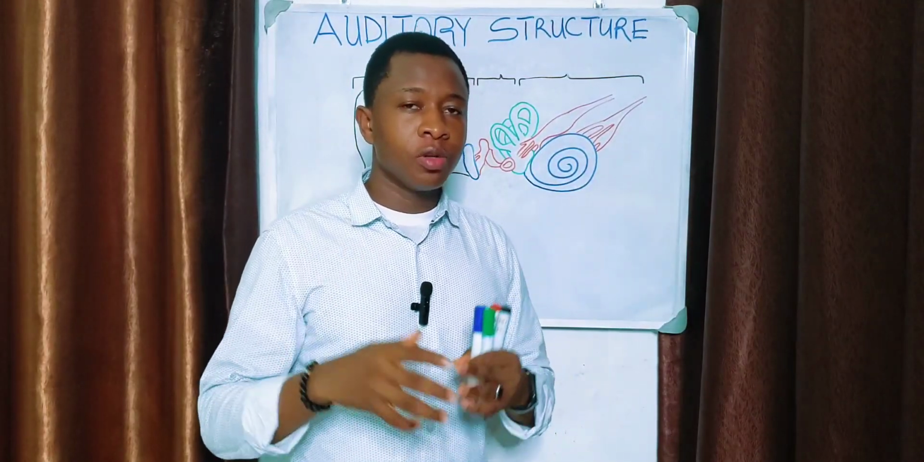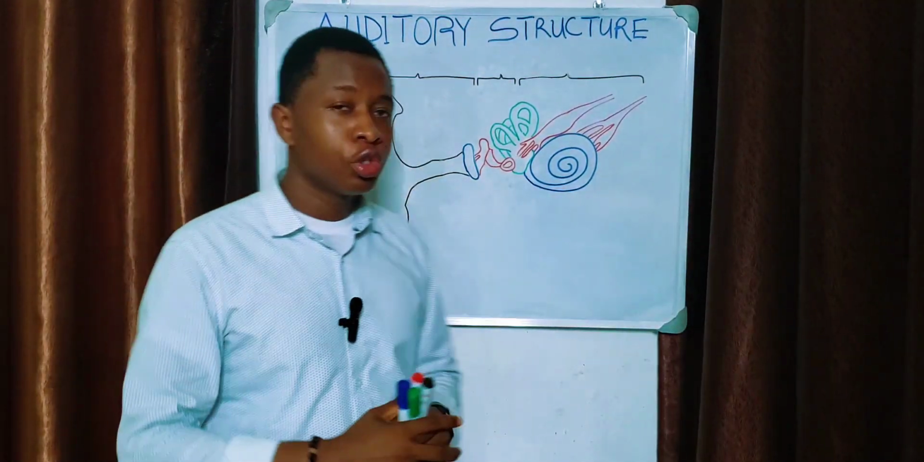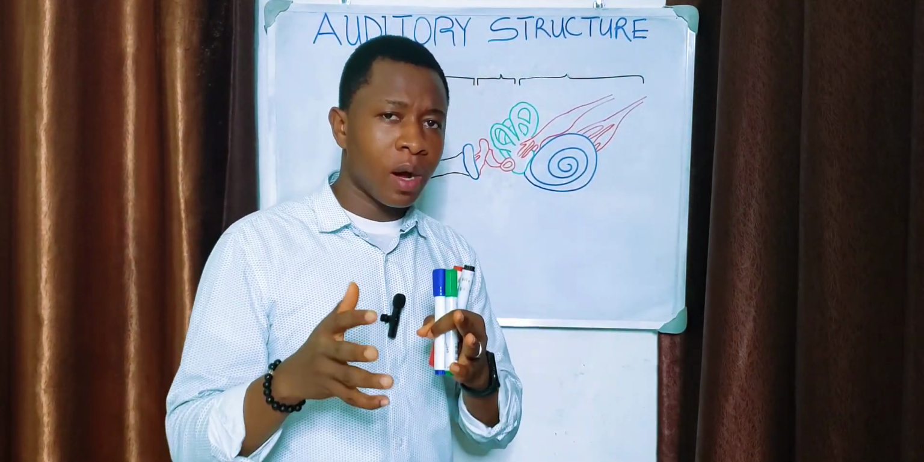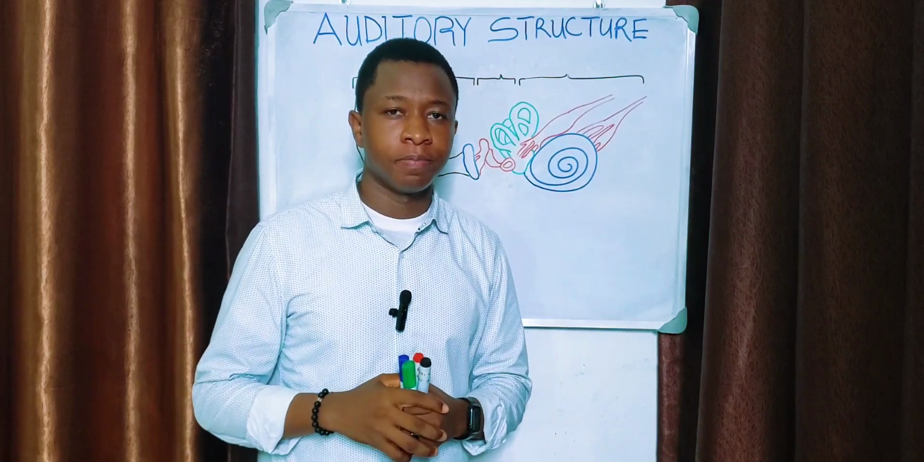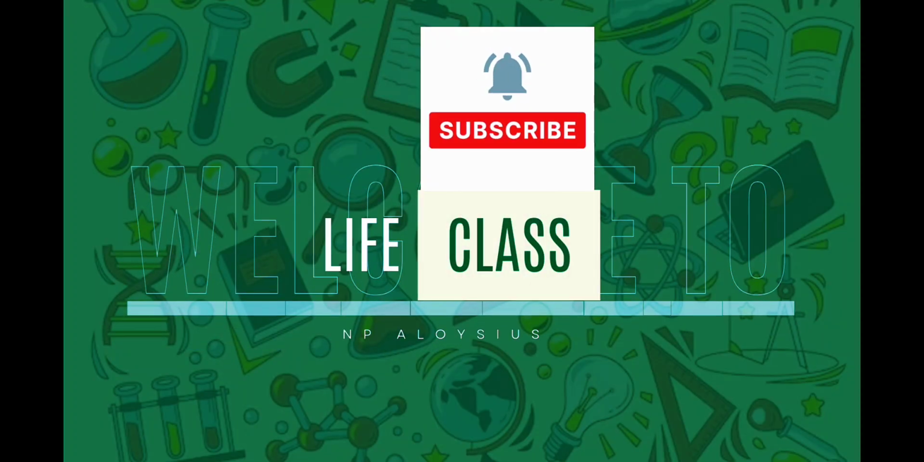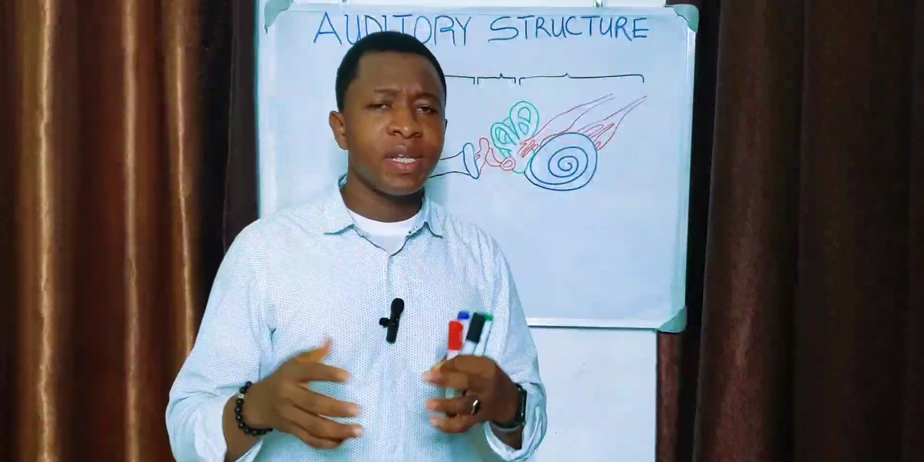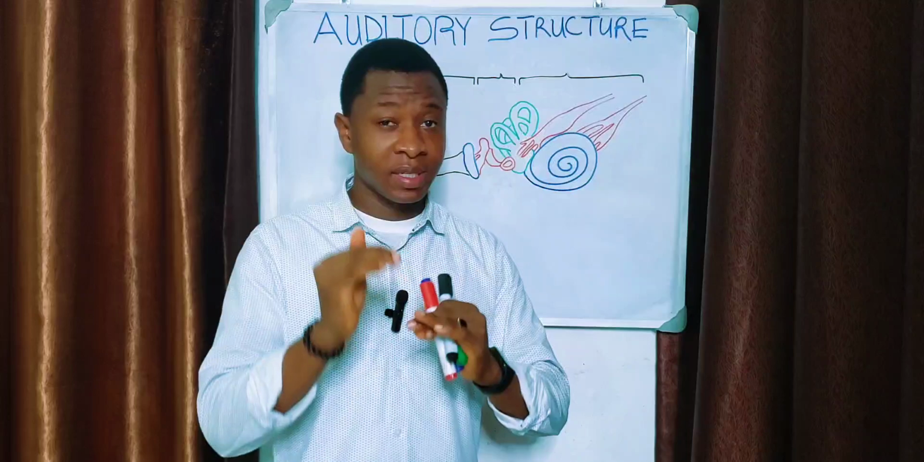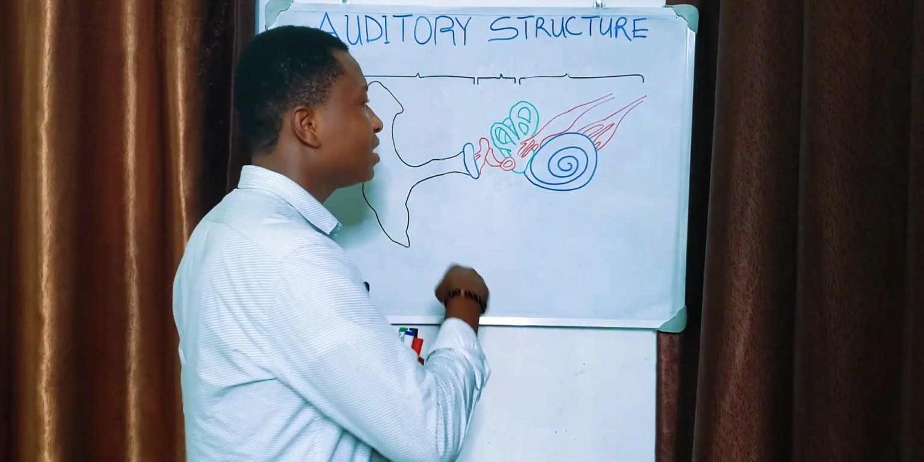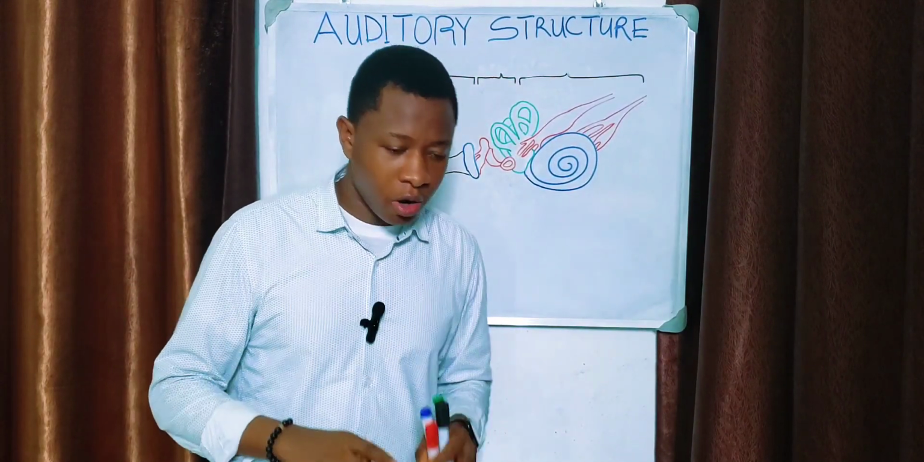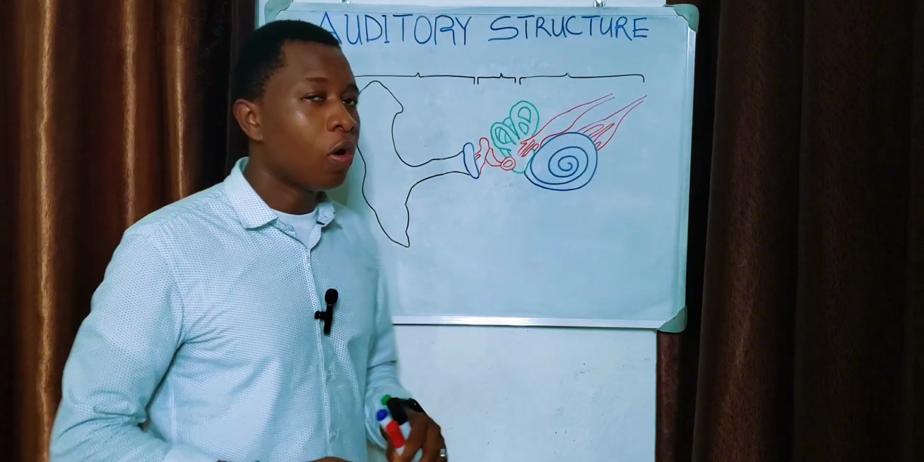Hello guys, so in this video we're going to look at the auditory structure and we're also going to talk about hearing mechanism. For us to understand hearing mechanism, we need to understand frequency and amplitude, because it's on this basis that hearing is actually interpreted. So let's look at the structure of the ear.